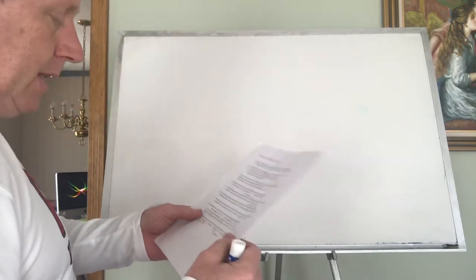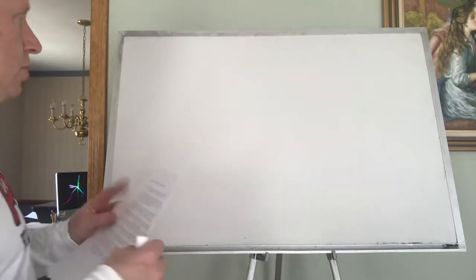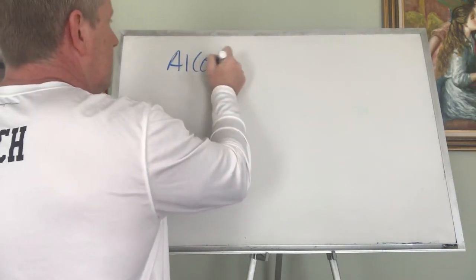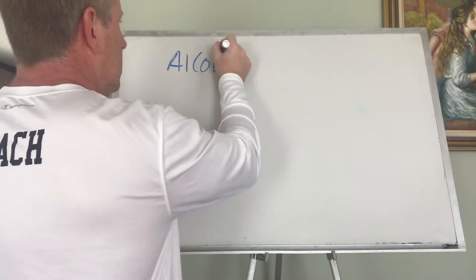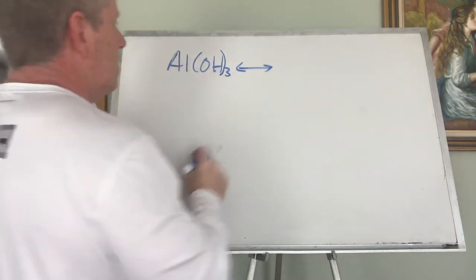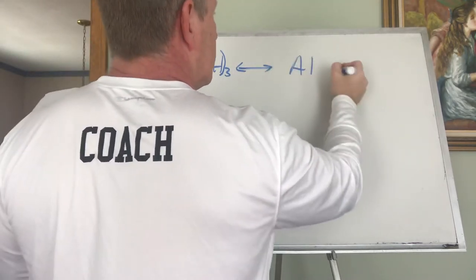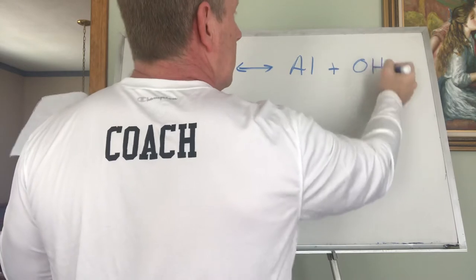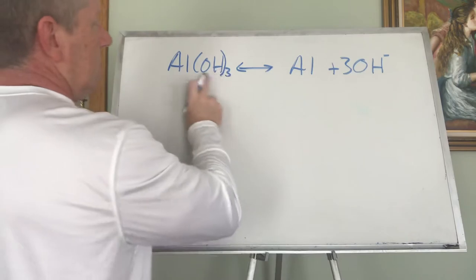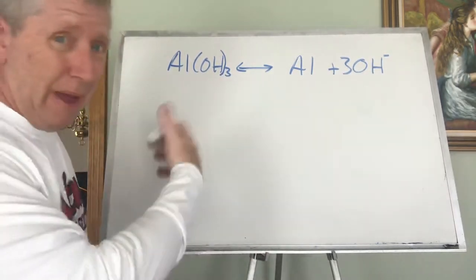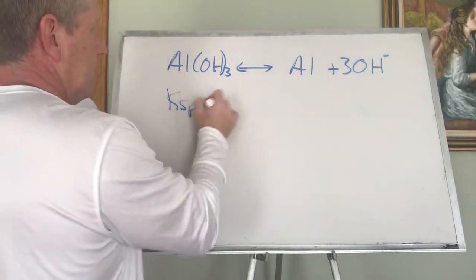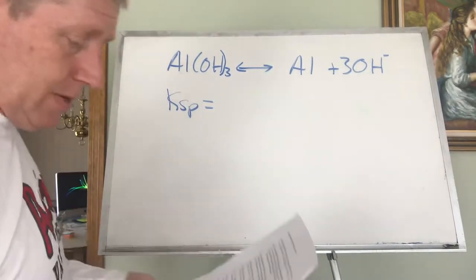B, the aluminum plus 3 concentration in an aluminum hydroxide solution. So aluminum hydroxide, not very soluble at all, but a little bit of it will break down. Now, why did I put 3 in front of that? Because of 3 here. So we have to make sure we have our ions properly balanced, which is balanced. So KSP equals concentration of aluminum times concentration of hydroxide.